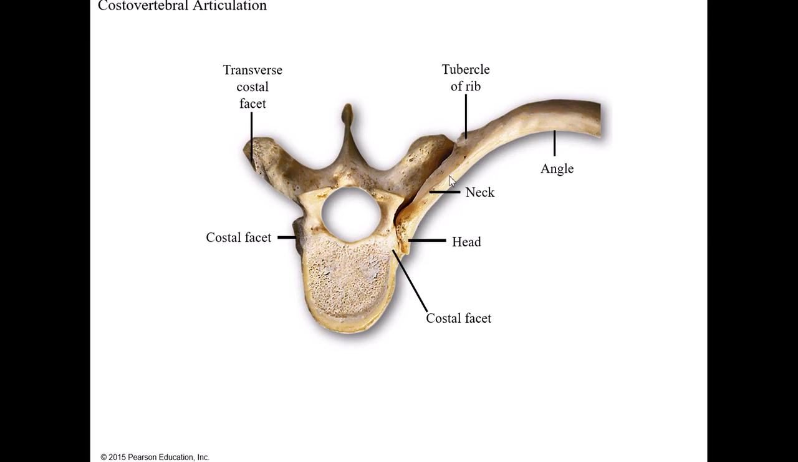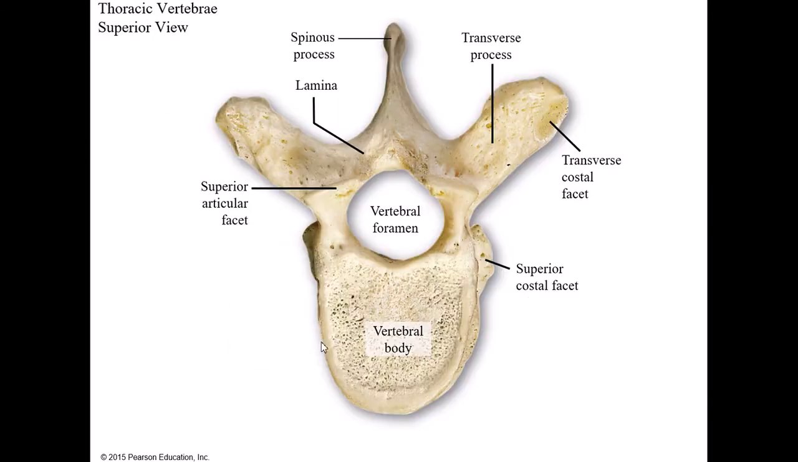Then the rib goes like this. It would go all the way to the side, and then the rib will come forward towards our breastbone, which is the sternum. And then about in here, this is where our lung would be. Okay, so these are all the features of a typical thoracic vertebrae.